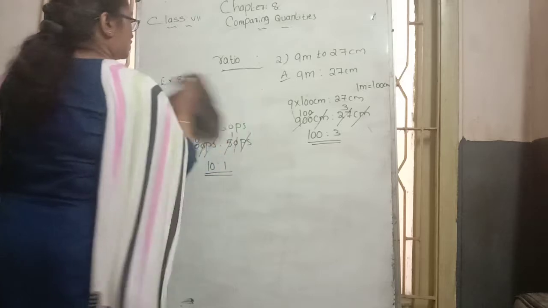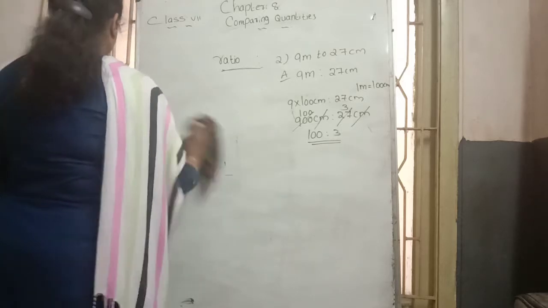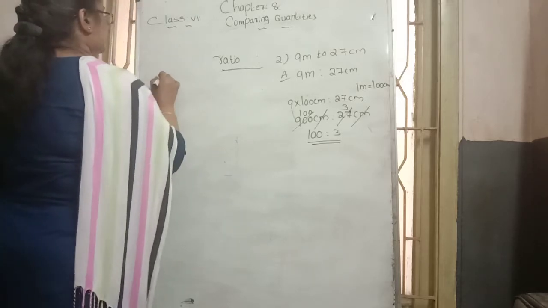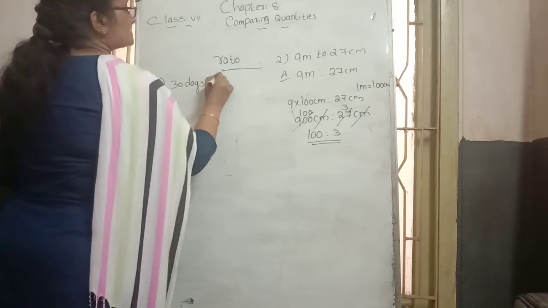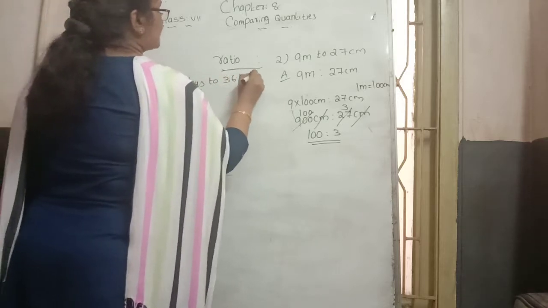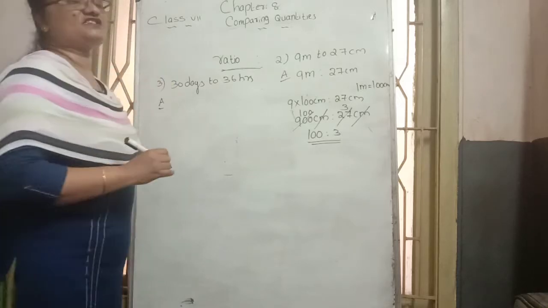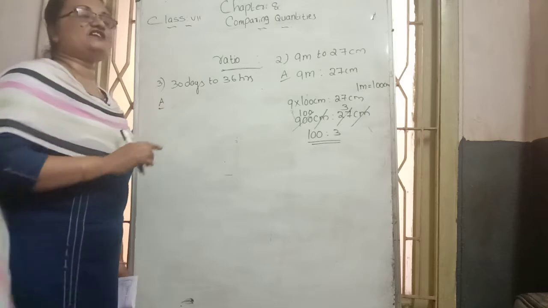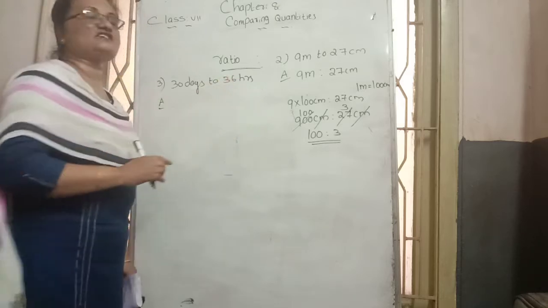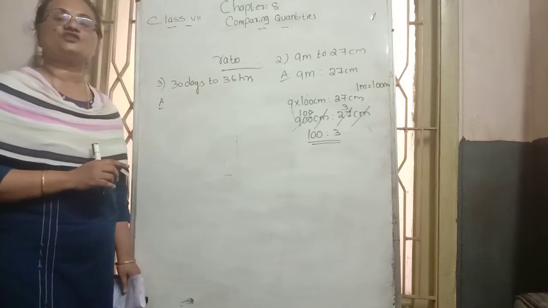Then the next one more question, the third question. 30 days to 36 hours, comparison doing. That is our question. Compare these quantities. One part is in days, and the second part is in hours. Both are in different units.